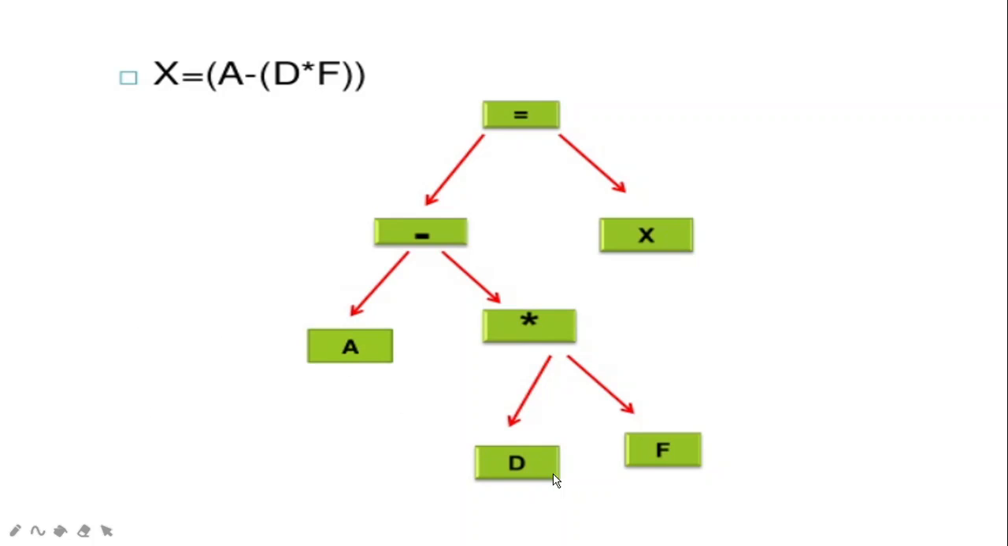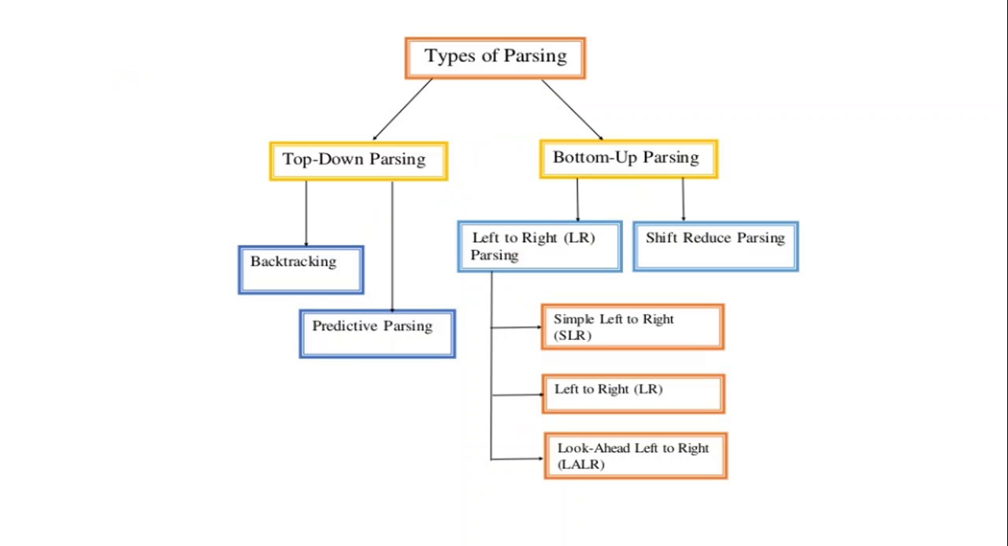So here is D and A, D and F. You can see that the final result is this. Now we'll talk about the parsing techniques. There are different types of parsing techniques.